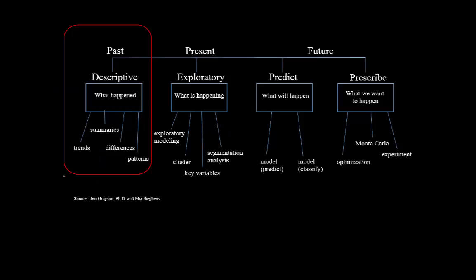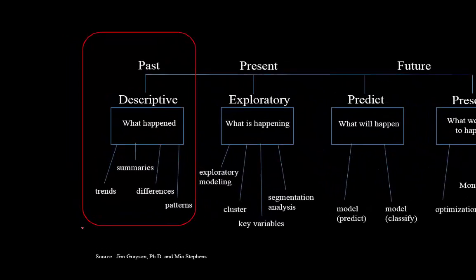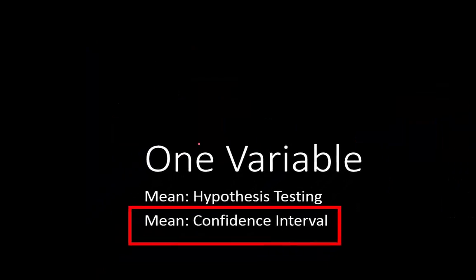Here's another way of thinking about those different levels of analytics or categories: past, present, or future. In the past, descriptive, what happened, and that's where we're at in thinking about what happened from the standpoint of differences. So we're going to first look at one variable and look at both the idea of hypothesis testing and confidence intervals for one variable.